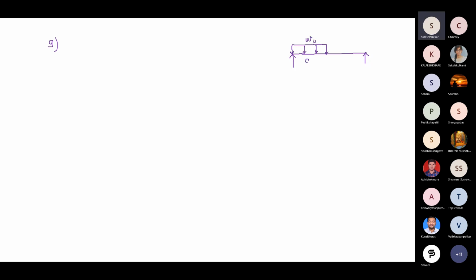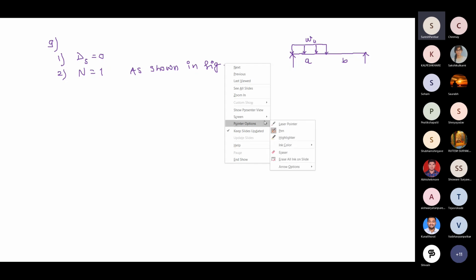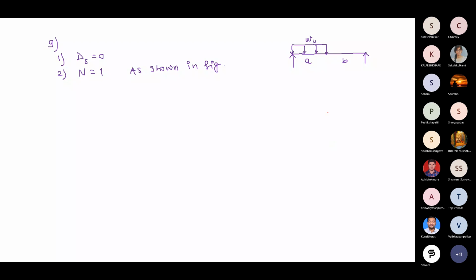This is WU, this is A, this is B. We will go up to there. So we have DS 0, simply supported. Where capital N 1 will be, we do not know. So as shown in figure, it is in the span of UDL. Let us take x from the left or right; better to take from the left. So let us say this is x.